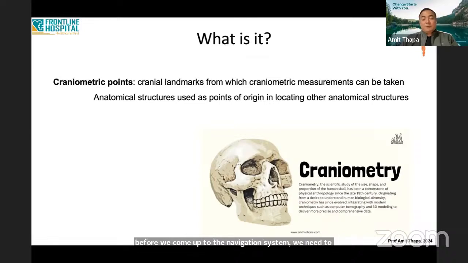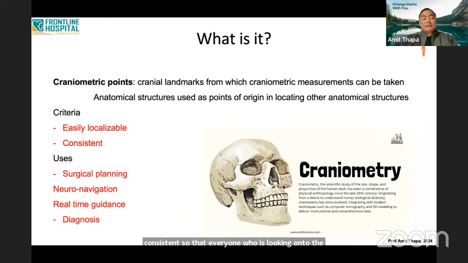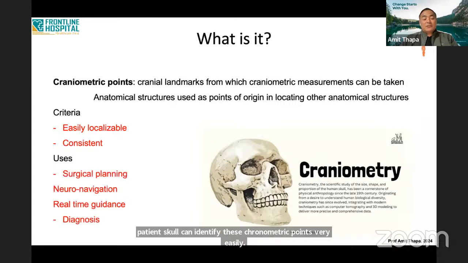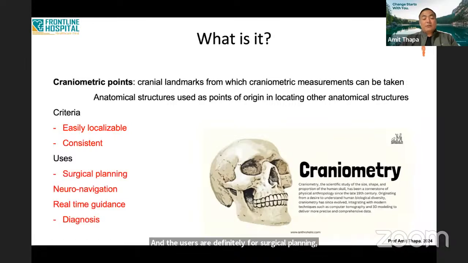So craniometry is basically a scientific study of the sizes, shape, and proportion of the human skull. And craniometric points are those crucial landmarks over the cranium which can be used to identify or measure these craniometric measurements. Now, the criteria for these craniometric points are that they have to be easily localizable, and they have to be consistent, so that everyone who is looking at the patient's skull can identify these points very easily. And the uses are definitely for surgical planning, neuronavigation, and real-time guidance as we are operating on the patient's head.